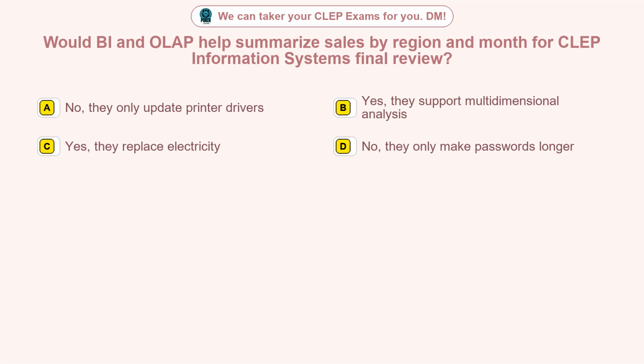Question 9. Would BI and OLAP help summarize sales by region and month for CLEP Information Systems final review? Option A. No, they only update printer drivers. Option B. Yes, they support multidimensional analysis. Option C. Yes, they replace electricity. Option D. No, they only make passwords longer. The correct answer is option B.